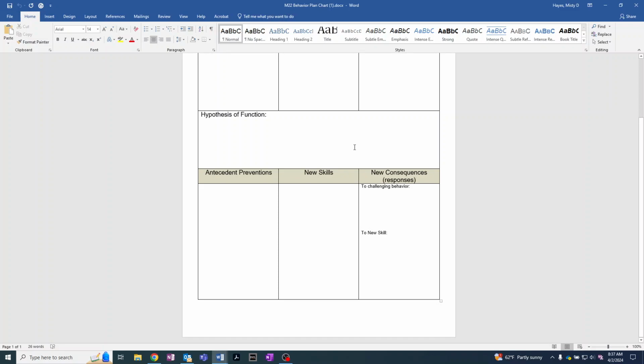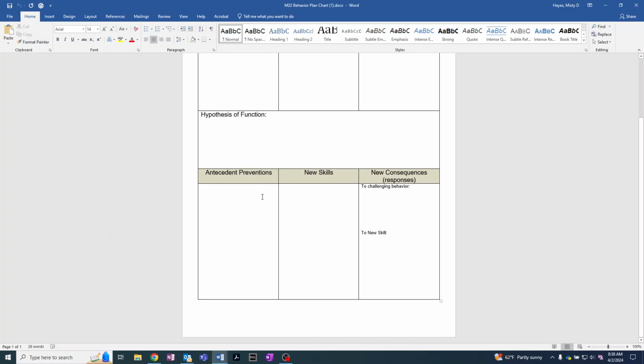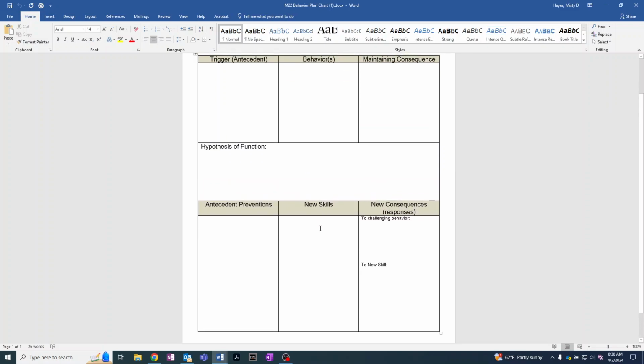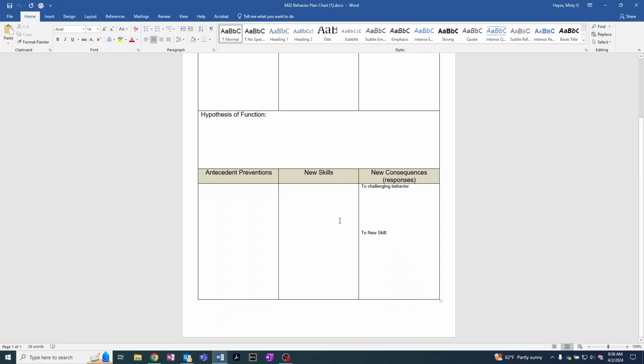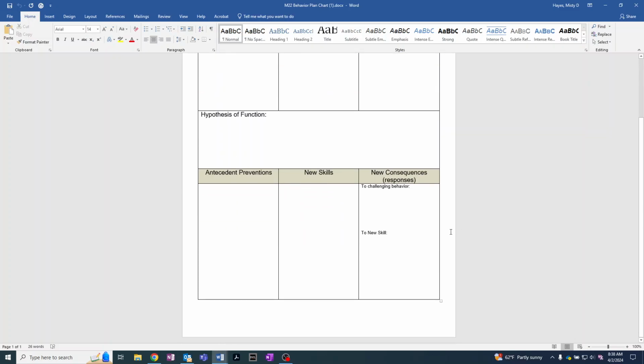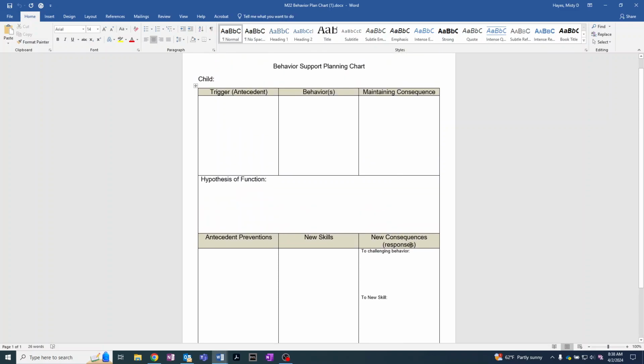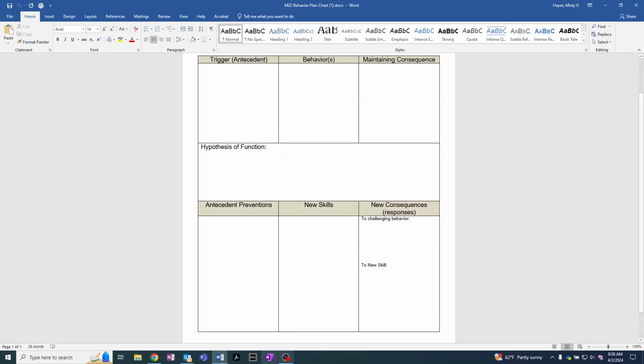And then we want to replace that unwanted behavior, right? That challenging behavior. So, how can we prevent those triggers? So, antecedent preventions. What are some new skills that we want to use to replace those unwanted behaviors? And then, what are the new consequences? So, when a child does this, the challenging behavior, instead of doing what you used to do, what are you going to do? And what new skills are you going to introduce? That way, you can offset that challenging behavior. That's what you're going to be completing.